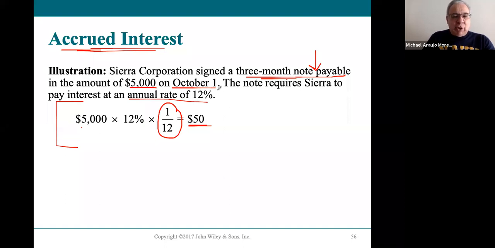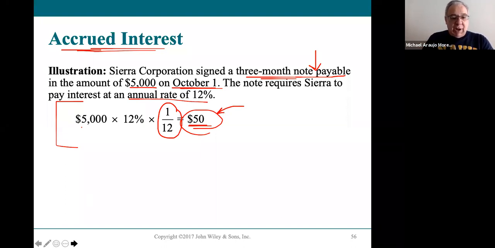Because it happened in October, it can be expensed in October. Of course, we're not paying any of this until we pay the whole loan back on January the 1st. But that doesn't mean that this loan, this note, didn't cost us money in October, because interest was accruing. In October, it will in November, and it will in December. So literally every month we'll have an interest expense for this one loan, $50.